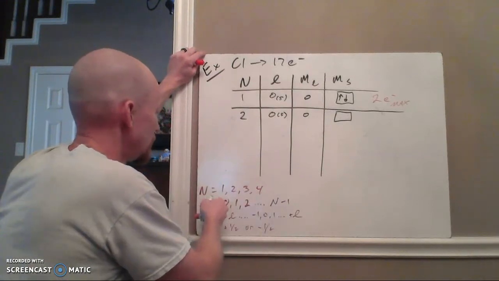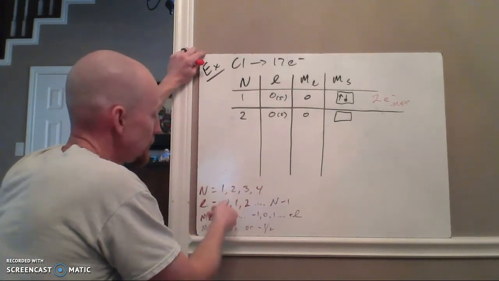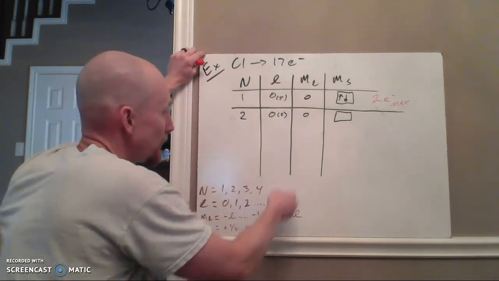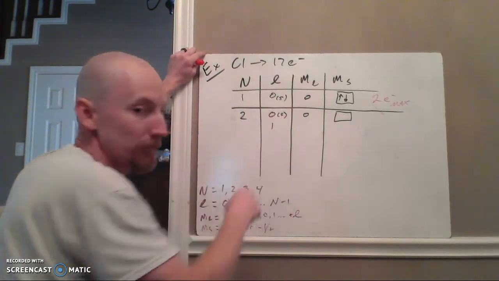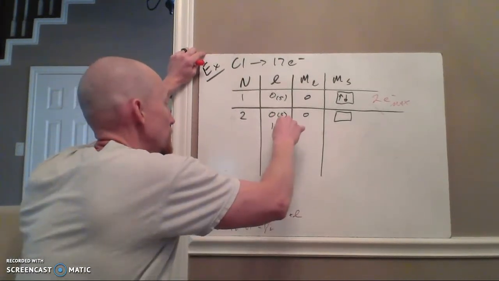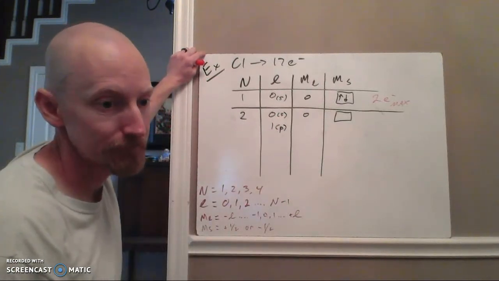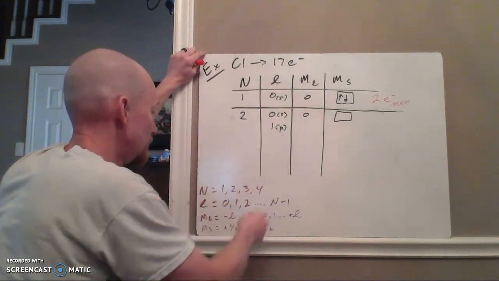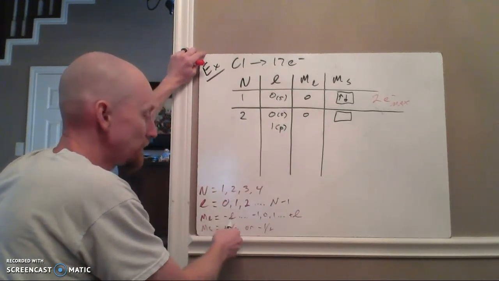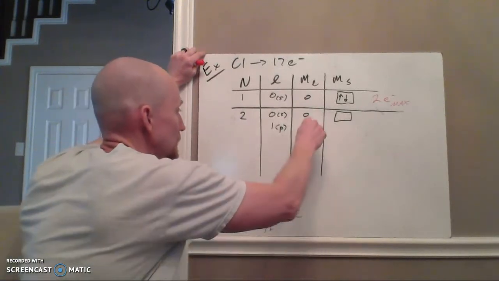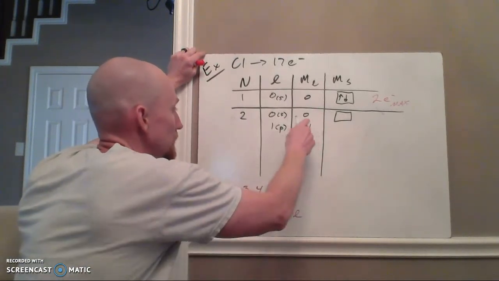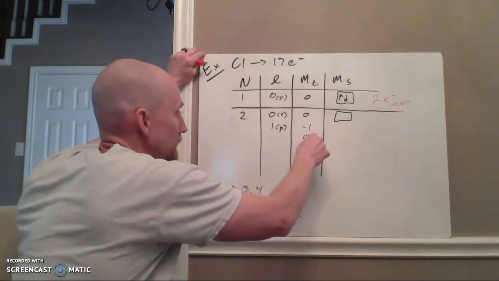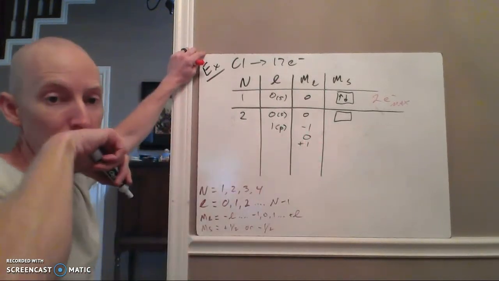Now, so this is an n of 2, right? So L goes from 0 all the way up to n minus 1. So 2 minus 1 would be 1. That corresponds to a p subshell. So if our L goes all the way up to 1, then for m sub L, it's negative 1 all the way up to positive 1. So that would be going from negative L to positive L. So negative 1, 0, positive 1.